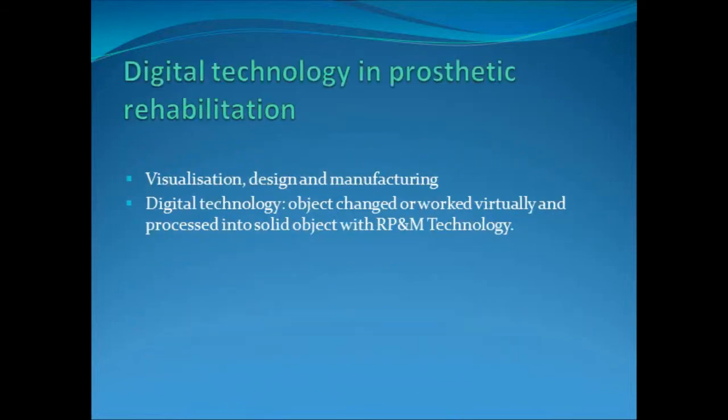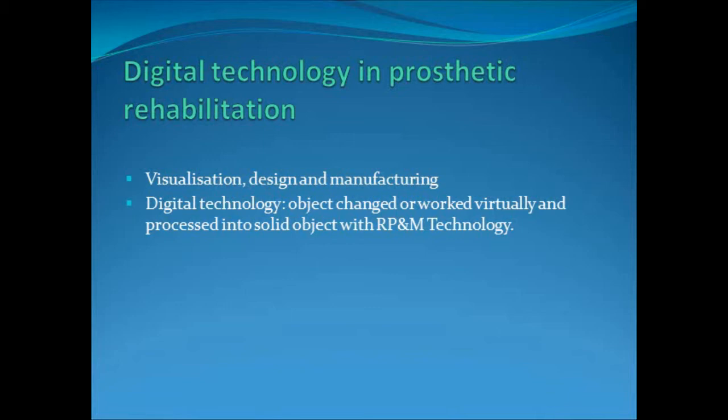Coming to digital technology in prosthetic rehabilitation. We know that visualization, design and manufacturing are the key elements in maxillofacial prosthetics. Conventionally, the surface texture of the area has been visualized with a recorded impression, and then the design process is carried out with the help of a wax pattern, and this wax pattern is converted into a prosthesis by a processing technique that may be a lost wax process or the casting technique. So this is the conventional method of manufacturing.